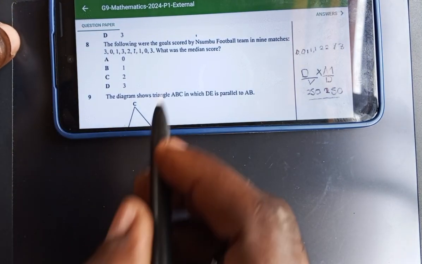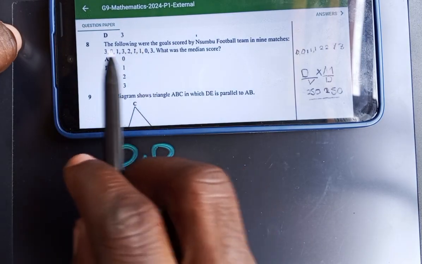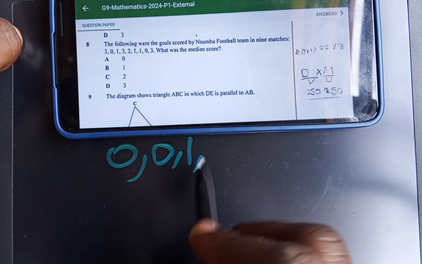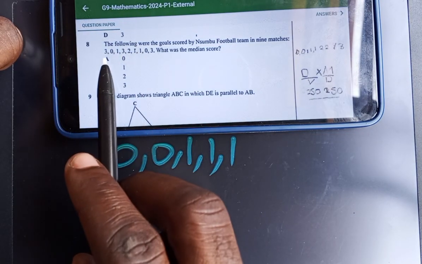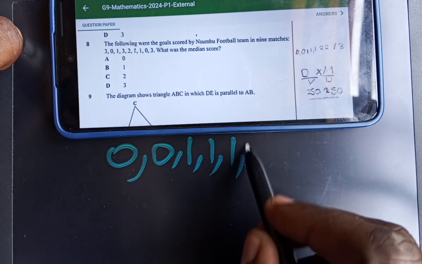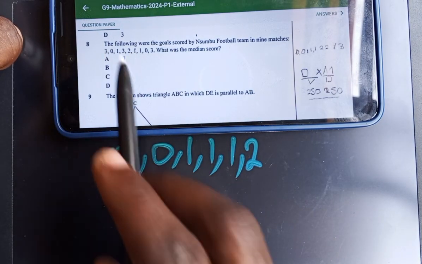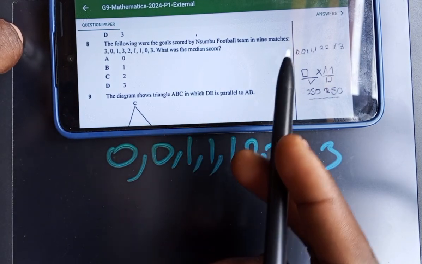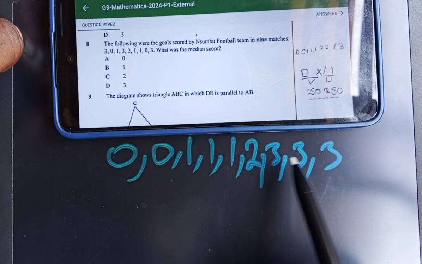What do I mean? You arrange the numbers starting with the smallest to the biggest. So in this case, how many zeros do you have? 2 zeros. How many ones do you have? There are 3 ones. Do you have a 2 here? There's only one 2. Then how many 3s do you have? There are 3. Altogether, there must be how many scores? 9. Let's count: 1, 2, 3, 4, 5, 6, 7, 8, 9.